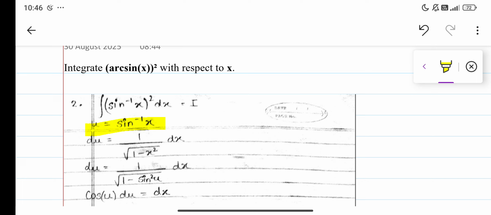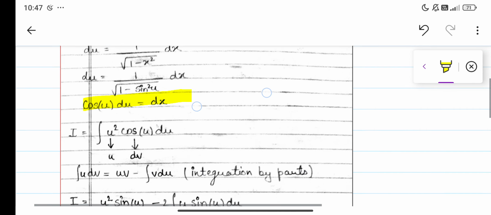Now we know u is equal to sine inverse x, so we can write sine of u is equal to sine of sine inverse x, where sine and sine inverse cancel each other and we are left with x. So sine of u is equal to x, so I can write x is equal to sine u. So instead of x square I get sine square u. 1 minus sine square is cos square u, and under root of cos square u is cos u. Taking cos u to the left hand side, we get cos u du equals dx, right?